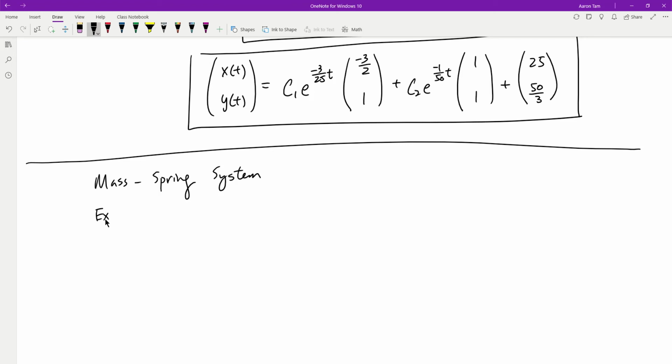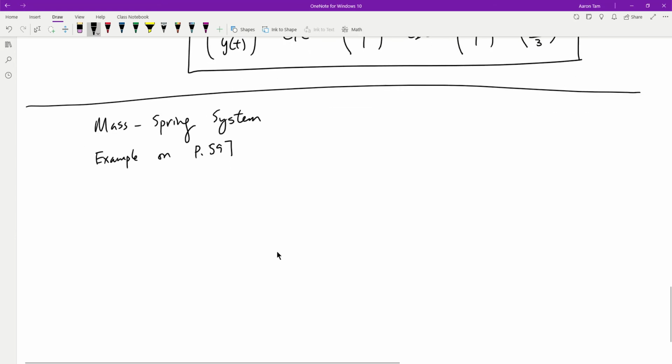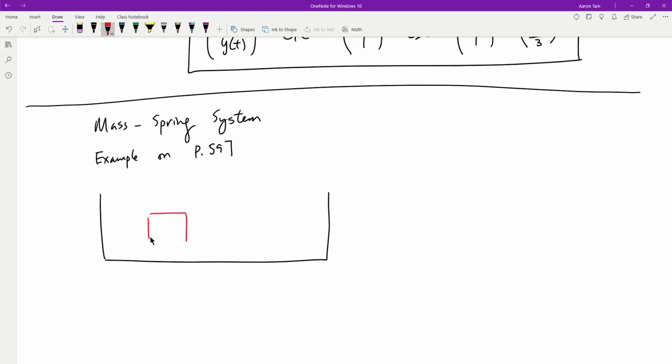So this is an example given on page 597. So definitely go back to the book and refer to it. So here's the picture that they give from the textbook. So imagine you have two different masses. I'm going to call it mass M1. Let's say it's on some kind of wheel so that it can move freely. And they have a mass number 2, which I'm going to call M2, which is also on some kind of wheel so they can move kind of frictionlessly.